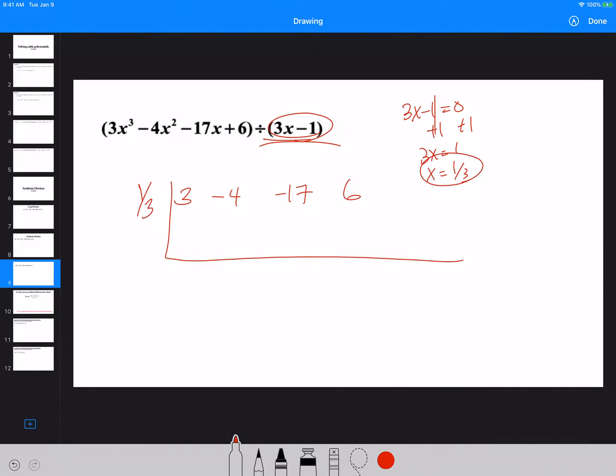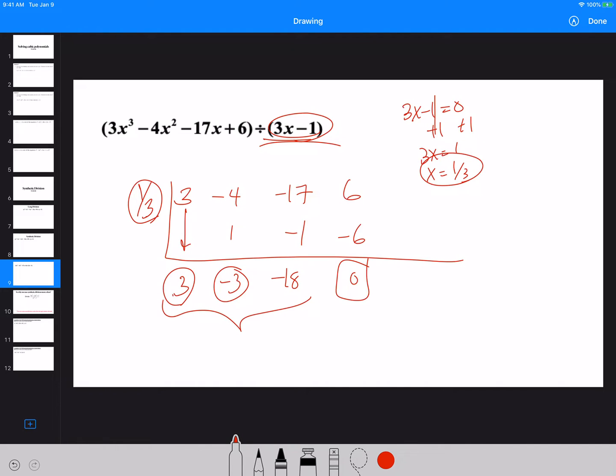This is how you would set up a synthetic division. Bring down the 3, and you would multiply integers with, unfortunately, fractions. But sometimes the questions are well designed, so when you do 1/3 times 3, that's 1, -3. -3 times 1/3, that gives you -1. And then you add these two, -18, -6, and look at that, the remainder is 0.